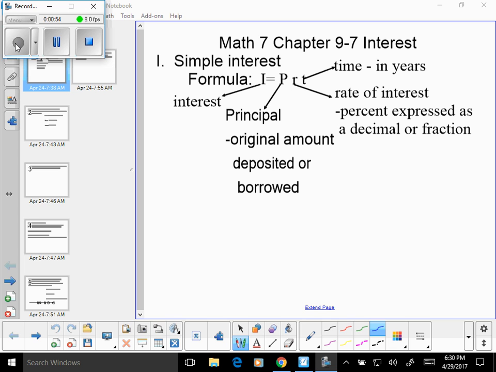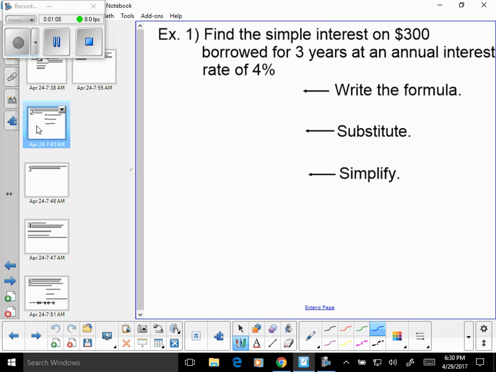So if they give you months, you are going to have to change that to years by dividing by 12, and in that case we usually use a fraction. Let's look at our first example. We are going to find the simple interest on $300 that will be borrowed for 3 years at an annual interest rate of 4%.